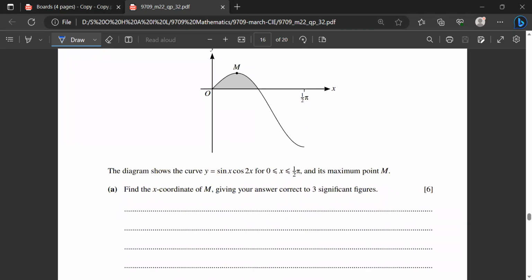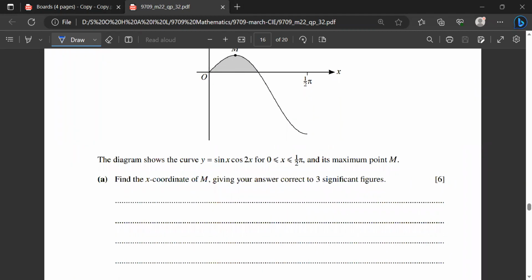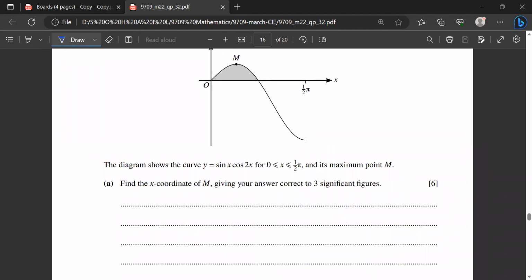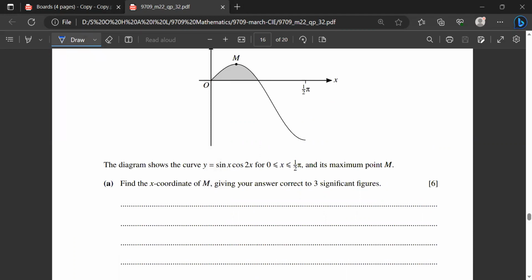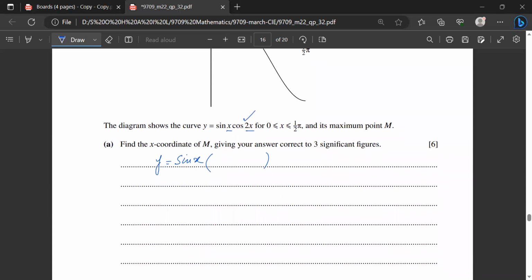So there are different approaches. You can apply the product rule because M is the maximum point, and at the maximum point dy by dx is equal to 0. So first we differentiate. For the differentiation, either you can apply the product rule, or you can first use trigonometry, and as we have angles x and 2x, we'll try to get the expression in terms of angle x. So here I can apply a double angle identity.